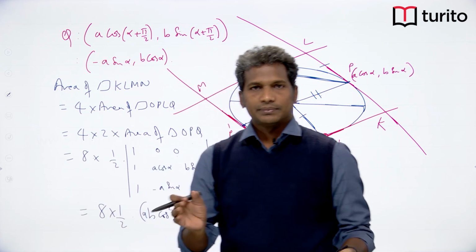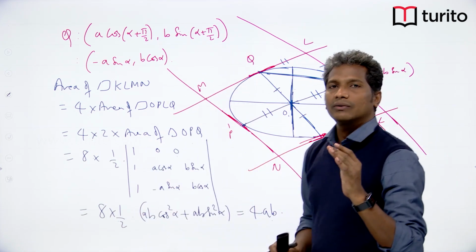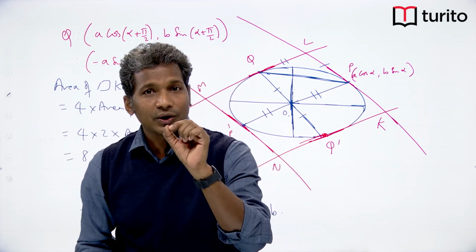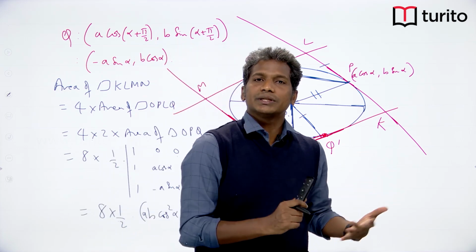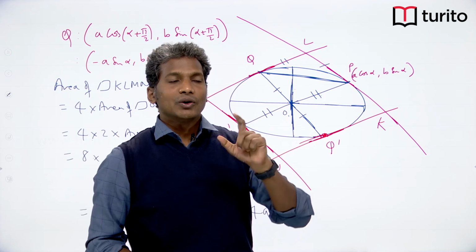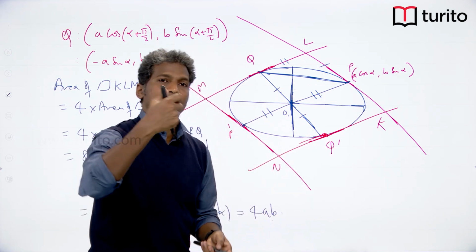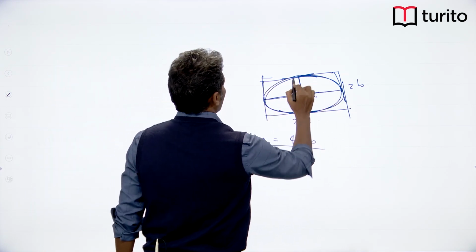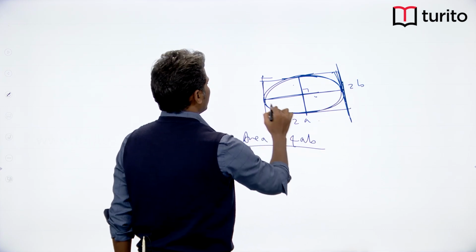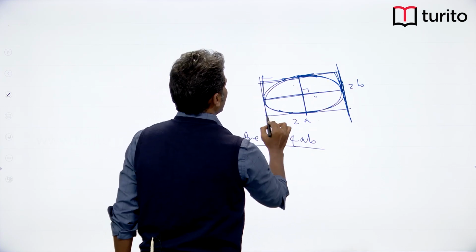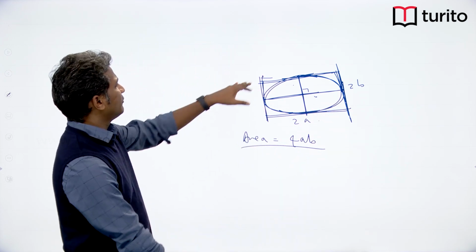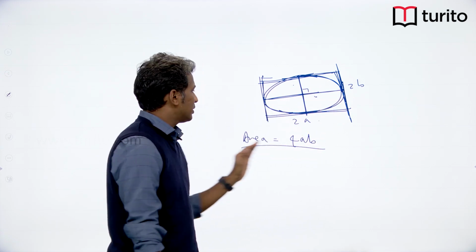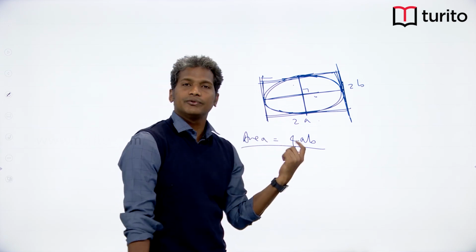Now, in some cases, suppose in the exam you get a question of this kind and in the options the answer is going to be constant in terms of a and b. Of course, a and b are constants here. Then you can also solve this problem for trivial cases. For example, let us say I have taken this ellipse, and this is the tangent at the vertex and these are the tangents at the ends of the minor axis. All of them will form a rectangle. This side will be of length 2b, this side will be of length 2a. So the area of this rectangle is going to be 4ab.